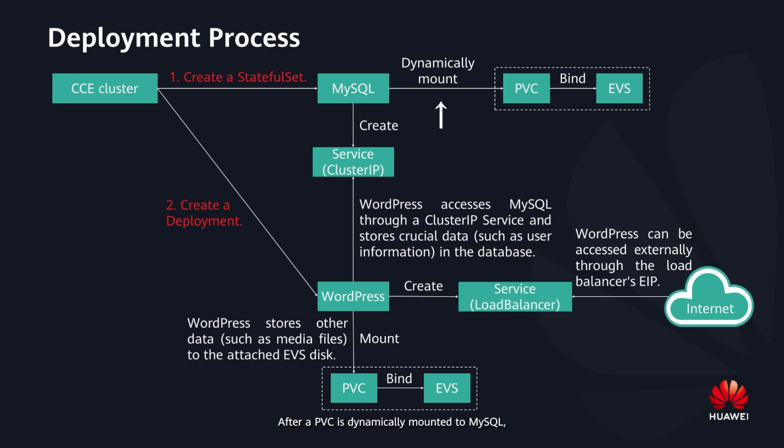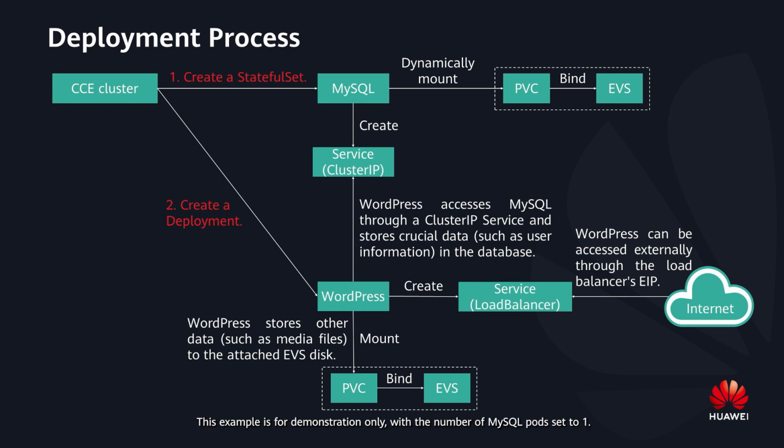After a PVC is dynamically mounted to MySQL, WordPress can persistently store website data in the EVS disk bound to the PVC. Deploying MySQL as a stateful set ensures that each MySQL pod has its own persistent storage, meaning each pod has a dedicated PVC. This ensures that data will not be lost due to pod rescheduling or restarts. Additionally, even if the pods are scheduled to different nodes, the storage volumes of the pods will not lose their data.